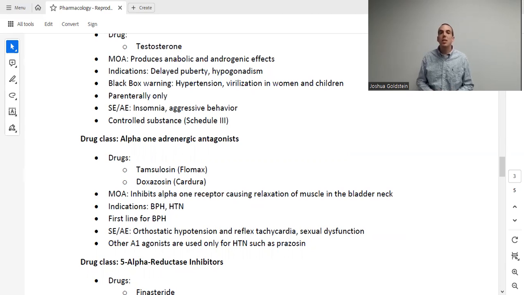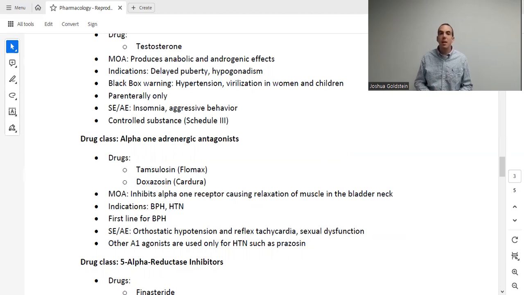It does have a black box warning that it can cause hypertension and that it can cause virilization in women and children. That means that if women and children are exposed to it, if it's a child, they can start to go through or develop secondary sex characteristics. In terms of if a woman's exposed to it, you can have things like the deepening of the voice, developing hair on the chest, male pattern baldness, et cetera, et cetera.